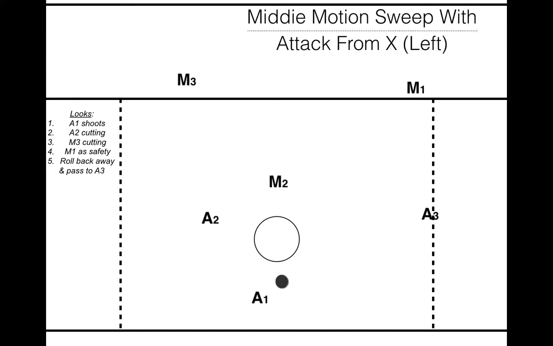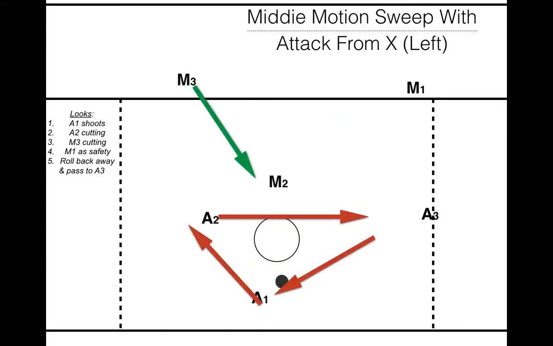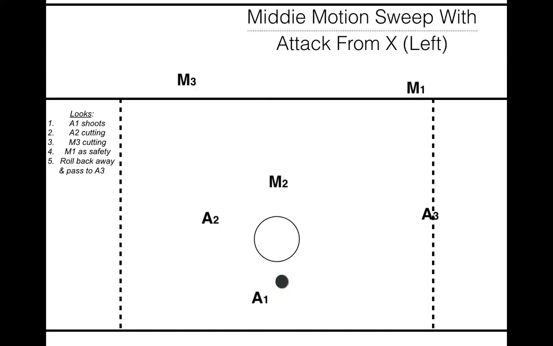His options are dodge to score, number 1. Number 2, look for A2 cutting across the crease. His third look will be M3 cutting down. And then he has the options for safety of M1 up at the midfield or up at the restraining line, and he'll be able to roll back and pass to A3 at X if he does not score or hit his cutters. So let's see the triangles, how they would look. Again, opposite rotating triangles. And let's see it in action.